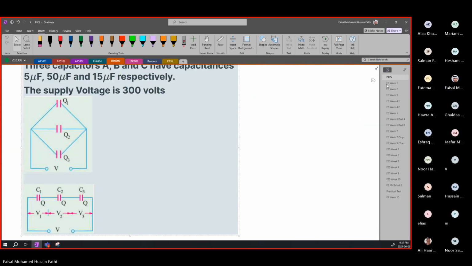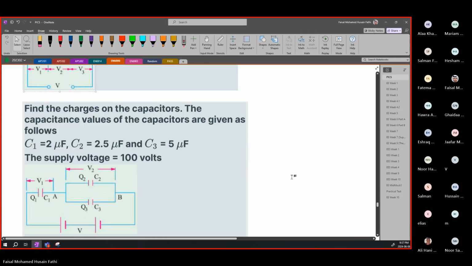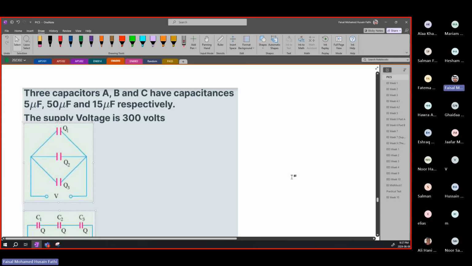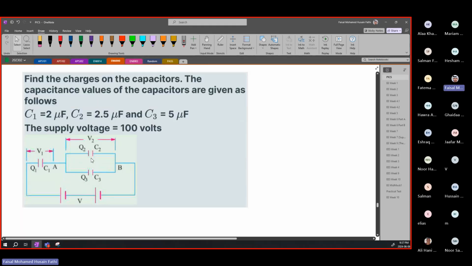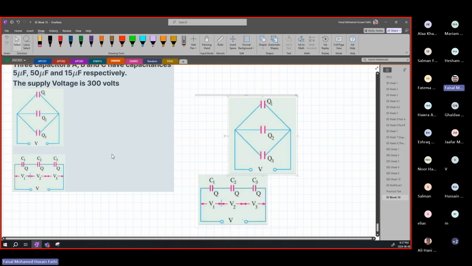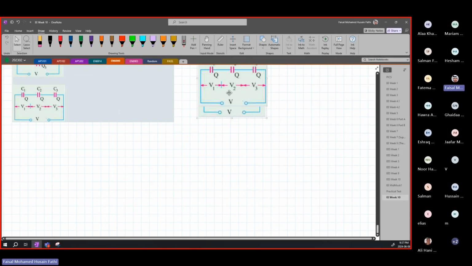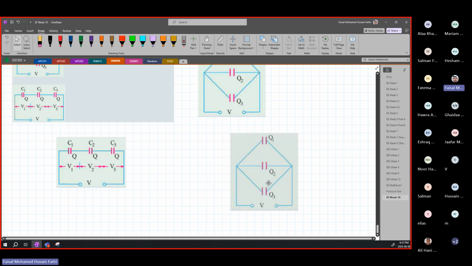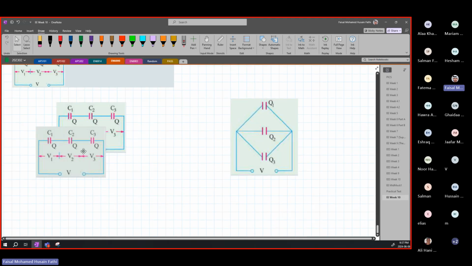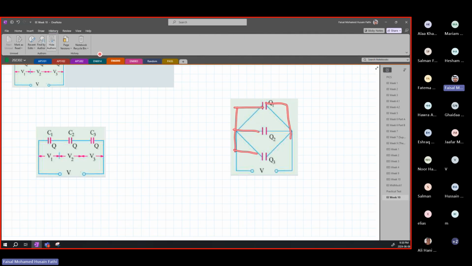So you have these two circuits, one of them where the capacitors are connected in series and one of them where they are connected in parallel. Okay, remember this is basically the same as drawing them like this. It's the same thing. Okay, they're in parallel.